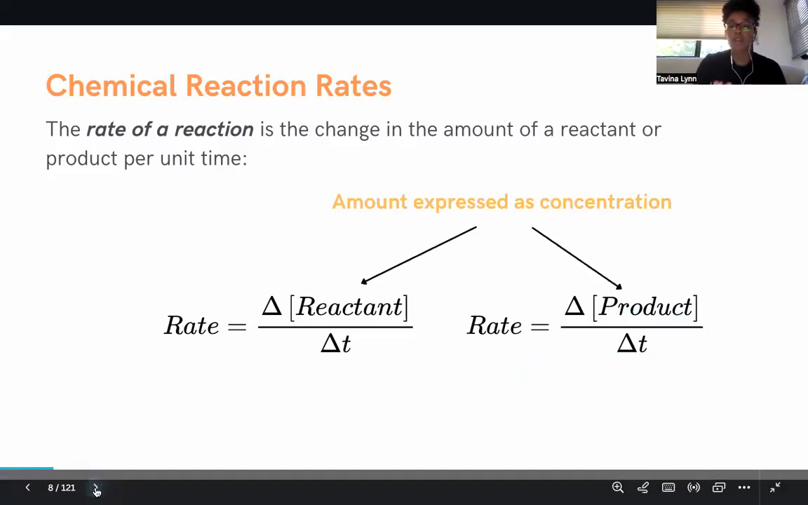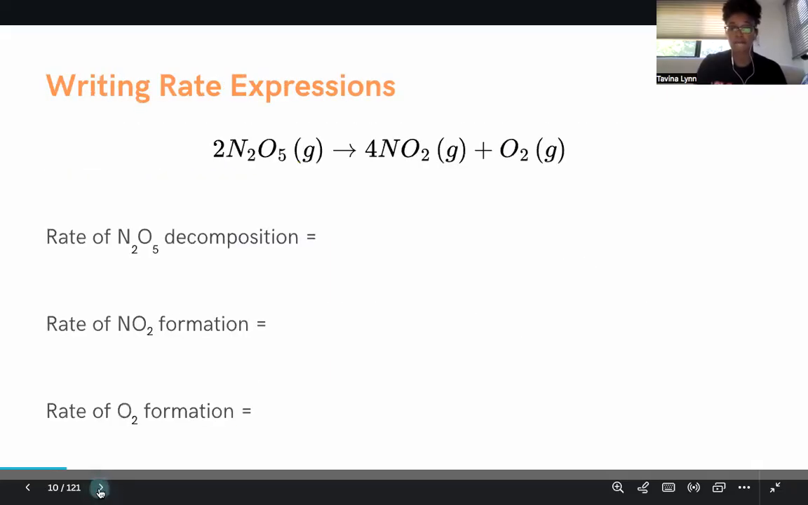So the amount of our reactant or product is expressed as concentration. And how we are writing the rate with respect to reactants or products is called a rate expression. This is a rate expression.